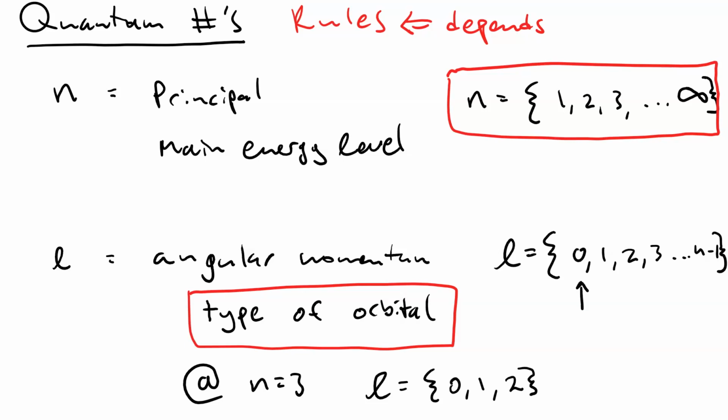What these L values mean is the type of orbital. For L equals 0, you have an s orbital. For L equals 1, you have a p orbital. For L equals 2, you have a d orbital. And for L equals 3, you have an f orbital.